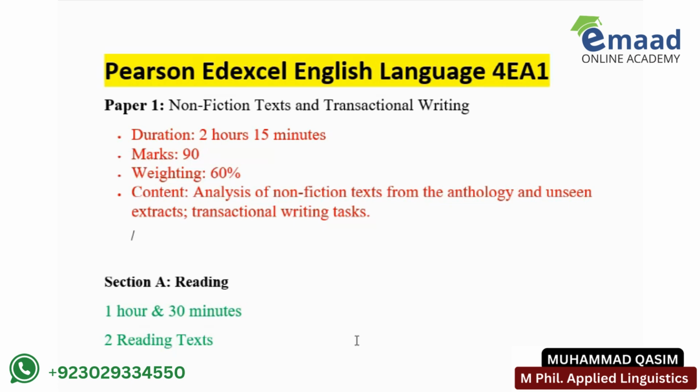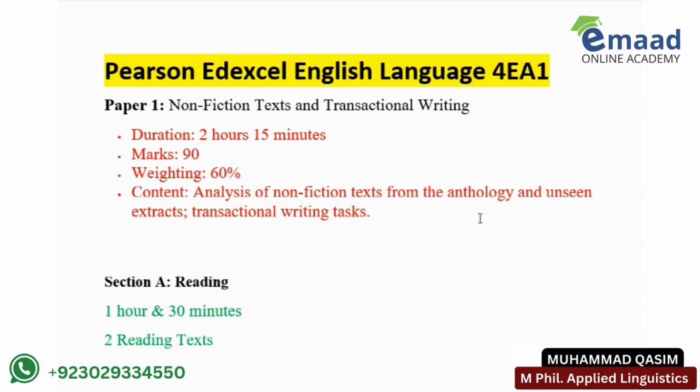prepare it. So there are actually two papers, paper 1 and paper 2. You can say two components of this subject, 1 and 2. Basically this subject is by Pearson and the Edexcel board for international students. That's why it's called International GCSE, General Certificate of Secondary Education. So let's talk about the English syllabus.